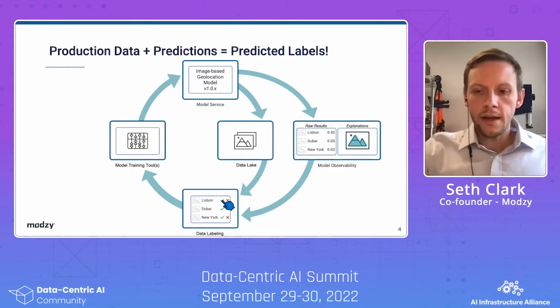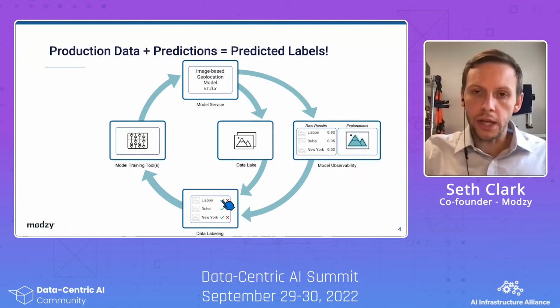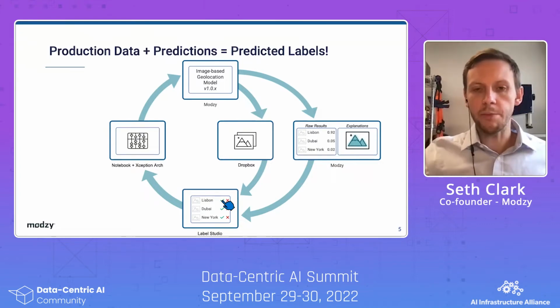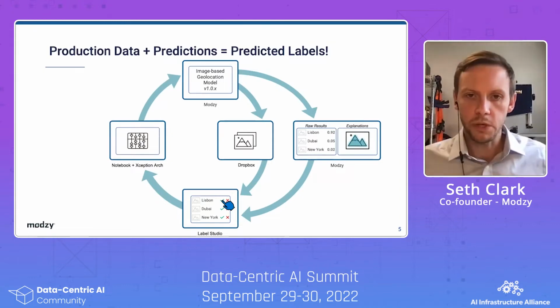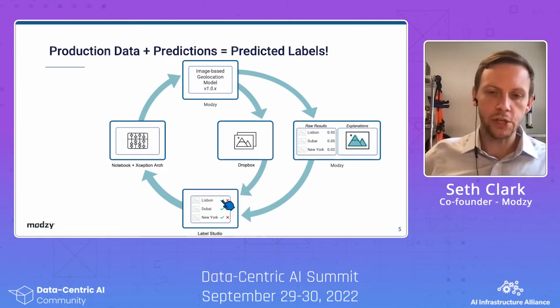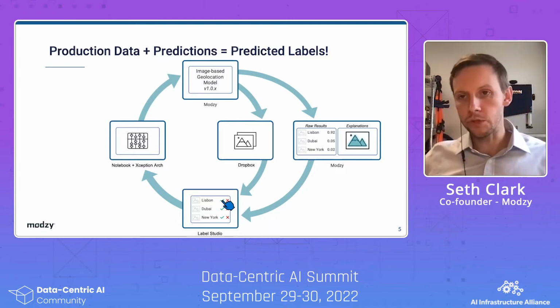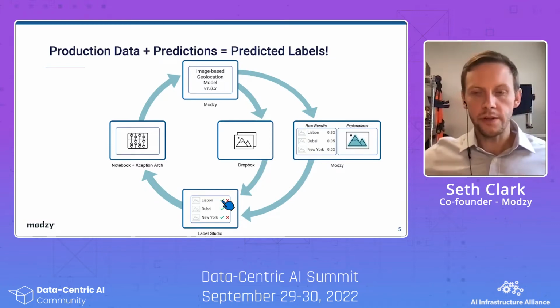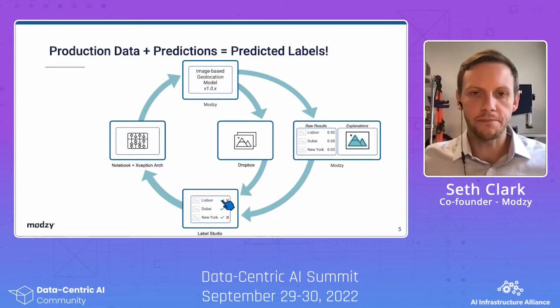Now that's great. For today's example, we're actually going to walk you through some code where we'll do this with a couple of specific pieces of software. We'll be using Modzy for the model serving and the explainability component. We'll be using Dropbox as our makeshift data lake. And then we're going to be using Label Studio as the labeling tool that pulls in all of this information, both from the data lake as well as from the model serving engine.